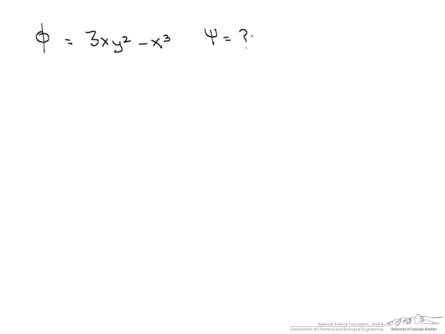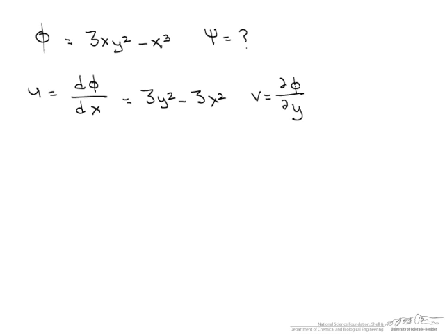What relates them is u and v, because u can be found by taking the derivative of this velocity potential with respect to x, which equals 3y squared minus 3x squared. Our v can be found by taking the derivative of the velocity potential with respect to y, and that equals 6xy. So what do these have to do with the stream function?